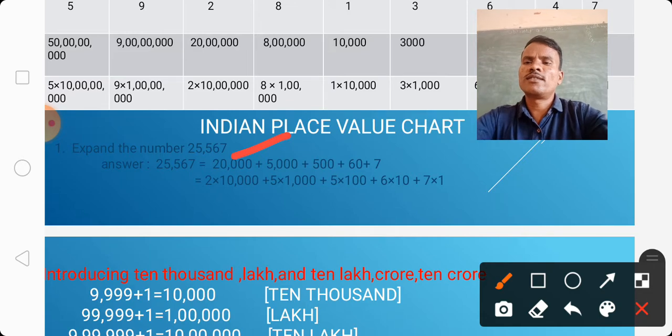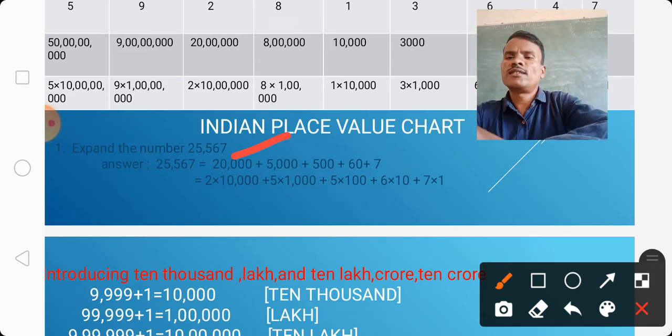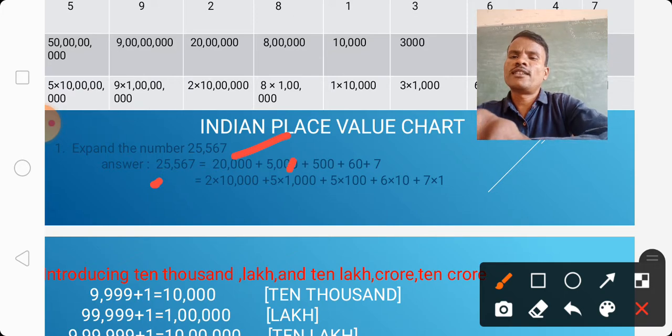25,567. 2 is in the 10,000's place. That's why 20,000. Okay, then 5 is in the thousands place, this is 5,000. Then 5 again is there in the hundreds place, 6 is there in the tens place, that's why it is 60. 7 is in the ones place, so it is 7 only.